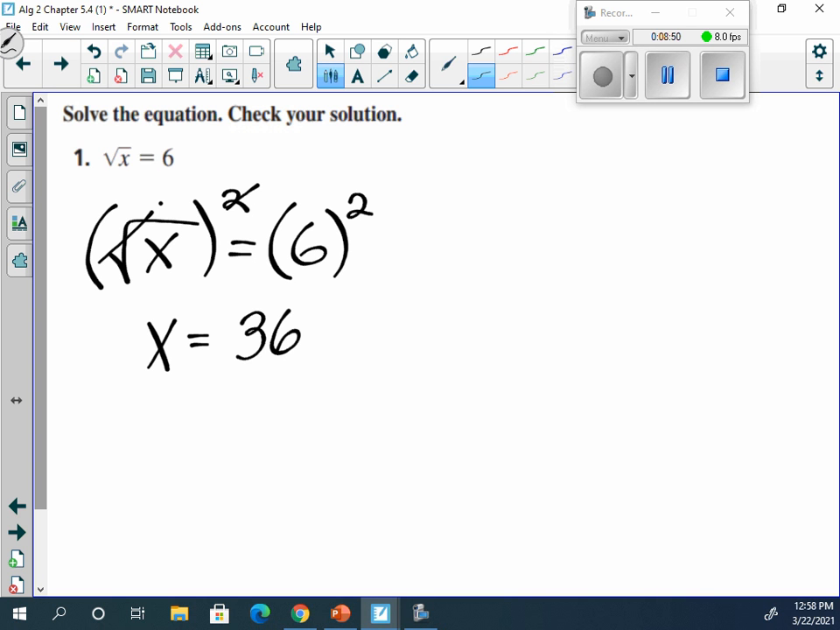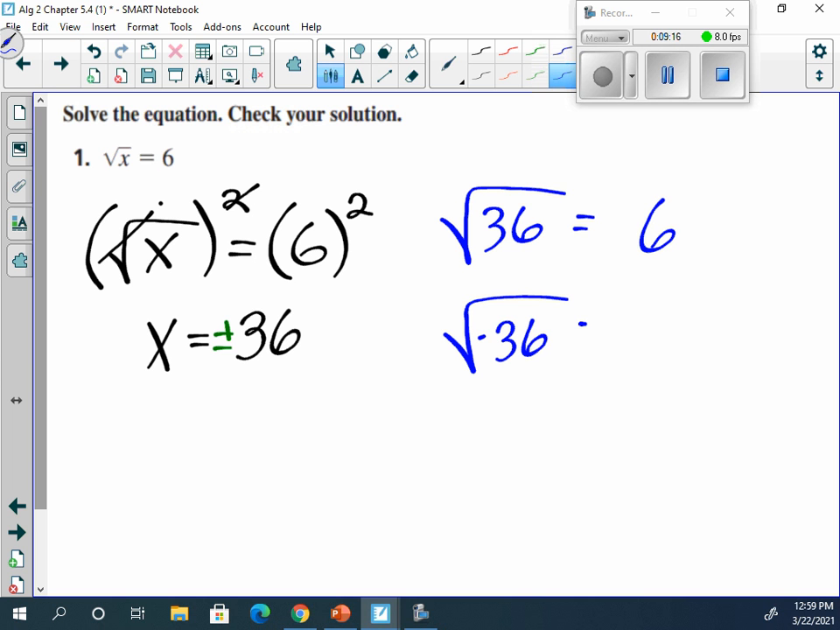Do I need to include the plus and minus for this here? Because 6 squared is 36, and negative 6 squared would be 36 as well, yes? Well, square root of 36 is 6, yes? What is the square root of negative 36? Well, that's not what we want, right? So we wouldn't include the plus and minus, it would just be 36.